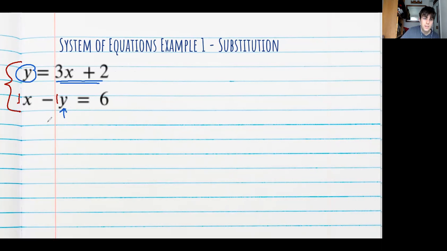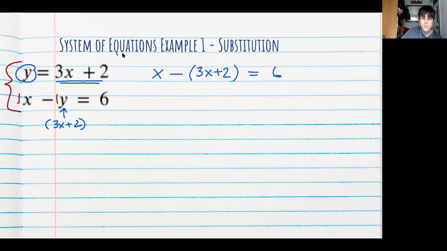I can put the expression that y is equal to, 3x plus 2, into this equation because y is equal to that. And so let's take a look at what that substitution looks like. So it becomes x minus, and then instead of y, we're going to replace it with what y is equal to based on the other equation. Equals 6.